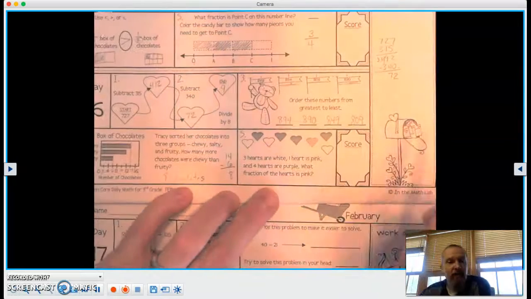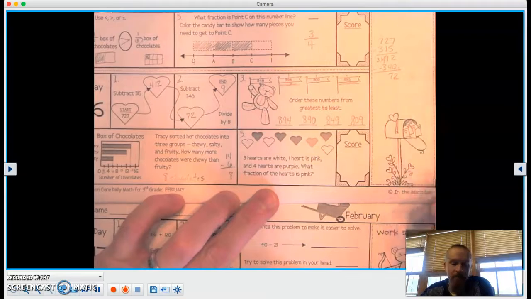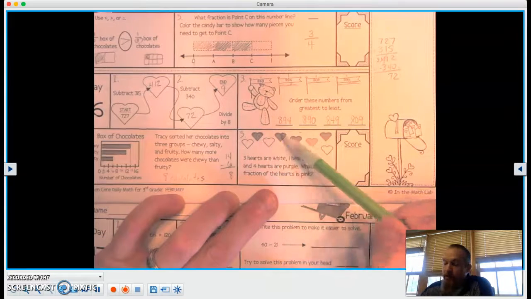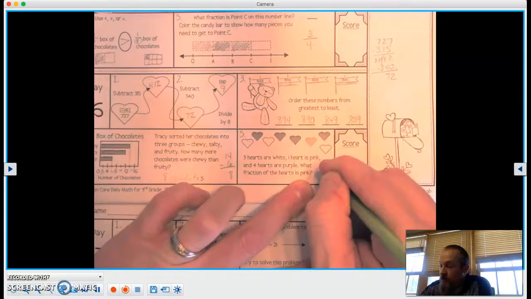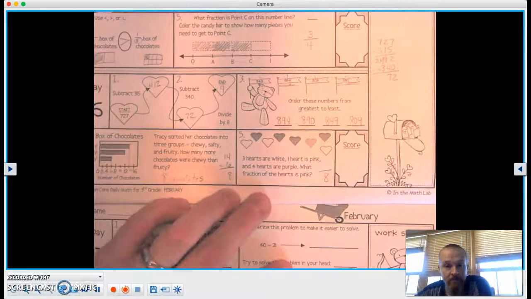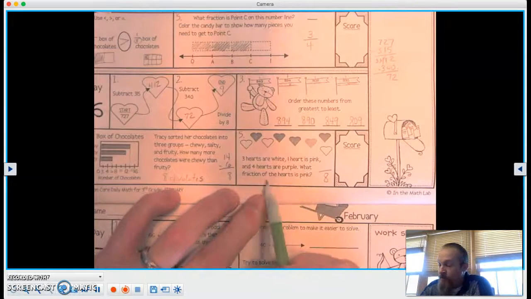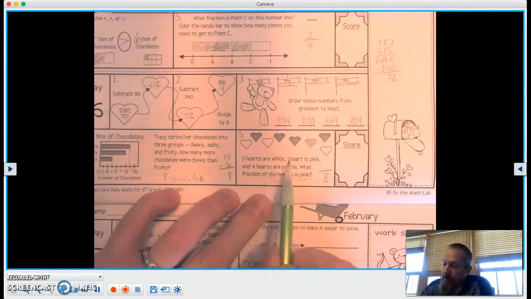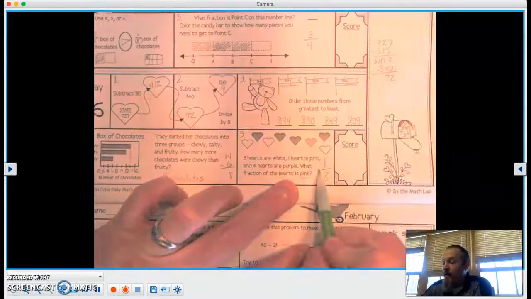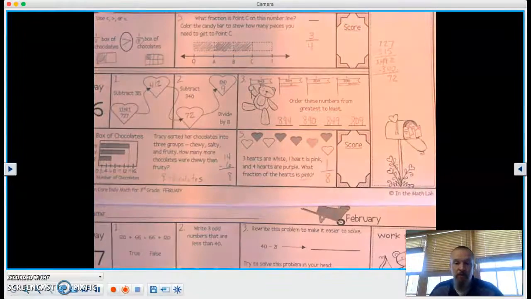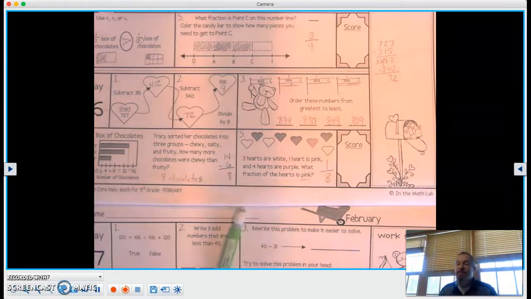So first, let's figure out how many total hearts we have. 1, 2, 3, 4, 5, 6, 7, 8. So we have a total of 8 hearts, correct? Okay, and we want to know what fraction of the hearts is pink. Well, we have 1 heart that is pink, so 1 out of 8 total hearts. So 1/8 of the hearts are pink.